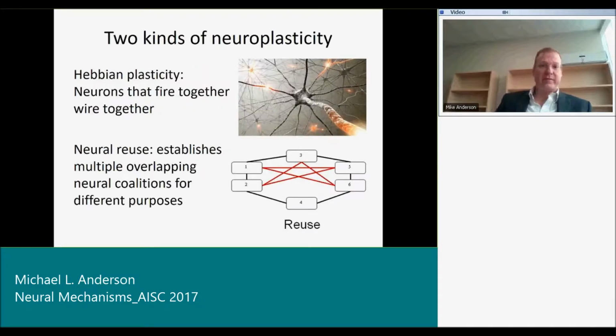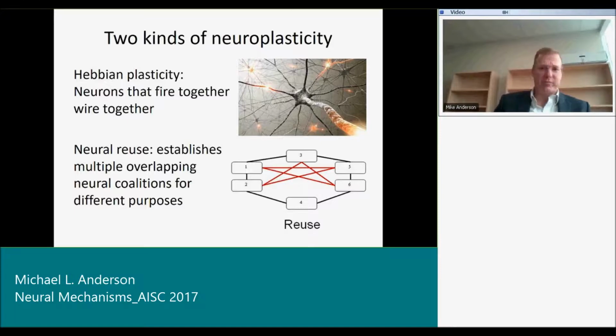First, some basic brain facts. So there are at least two kinds of neuroplasticity in the brain. The more familiar one is Hebbian plasticity, right? The phrase neurons that fire together, wire together. This is the up or down regulation of individual connections between individual neurons in the brain, obviously crucially important to all sorts of neural functioning, learning, and whatnot.